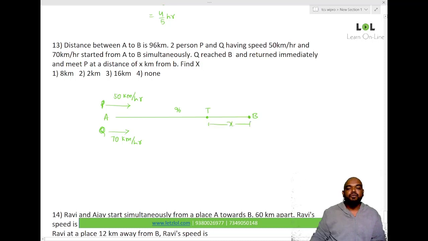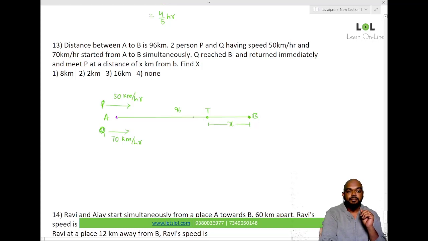Okay. Find x value. Now, unlike the previous case, in the previous case both are moving in opposite direction. Now, both are moving in the same direction. Both starting from A, they travel towards B at 50 km per hour and 70 km per hour. Since Q is faster, Q reaches B and returns back and meets P at T. Find the value of x. Now, where is the point T? That is x kilometer from B. Distance between T and B is x kilometer. Okay, we need to find the value of that x.